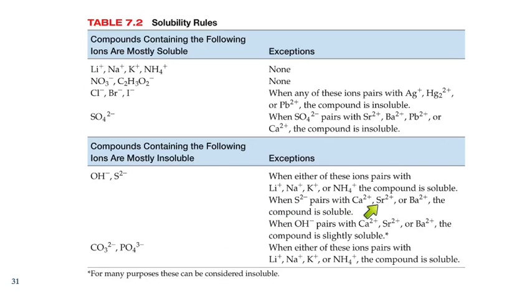Sulfide with calcium, strontium, or barium is soluble. That's an exception. Hydroxide with calcium, strontium, or barium is slightly soluble, so that one gets a little bit tricky. For many purposes, that can be considered insoluble, but sometimes it's considered soluble. I'm sorry, that's how it is. Then carbonate and phosphate are insoluble unless they're paired with one of these. Again, if you had, say, sodium carbonate, and you were trying to evaluate whether it's soluble or not, you'd see the sodium, you'd say it's soluble, and you wouldn't ever get down here to see the exceptions.